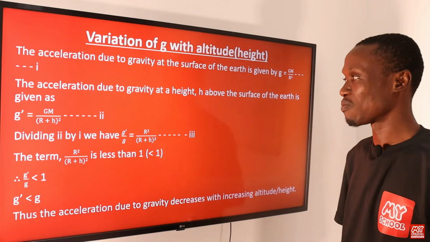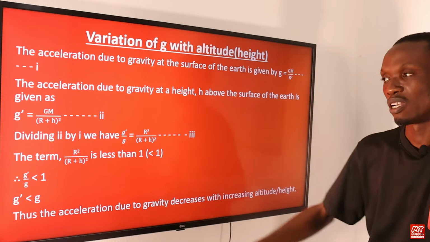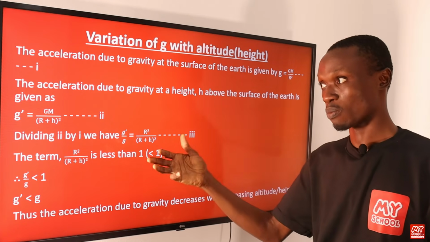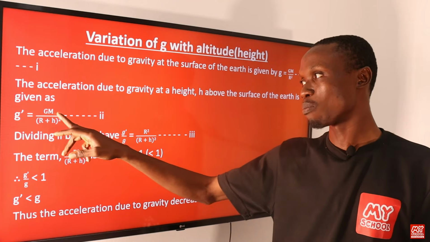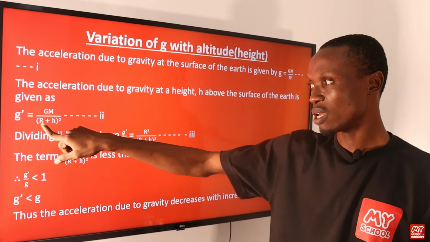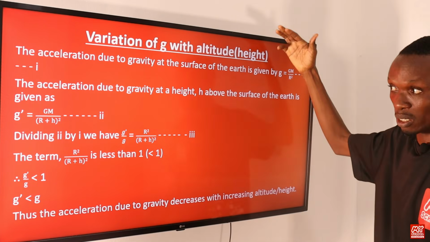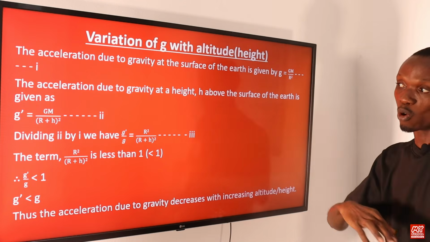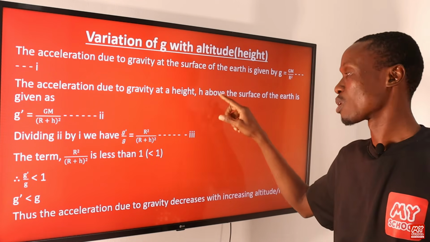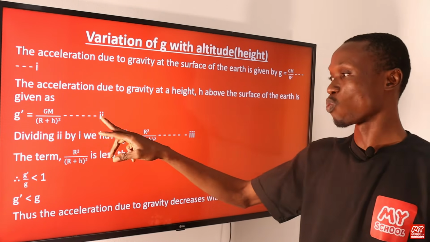Now the acceleration due to gravity at a height h above the surface of the Earth is given as g prime, just like the example we just saw. g prime equals G M all over (R plus h) squared, right? So R here is the radius of the Earth, while h is the distance of the object from the surface of the Earth. To get the whole distance, you have to add both of them together. So we call this equation 2.